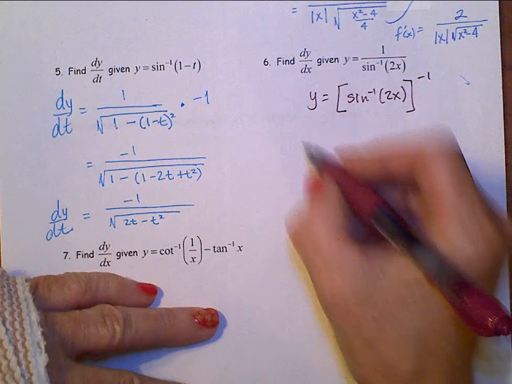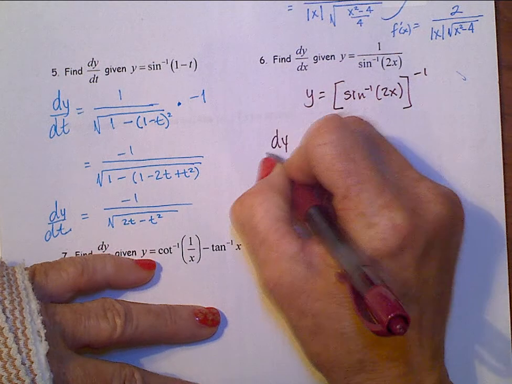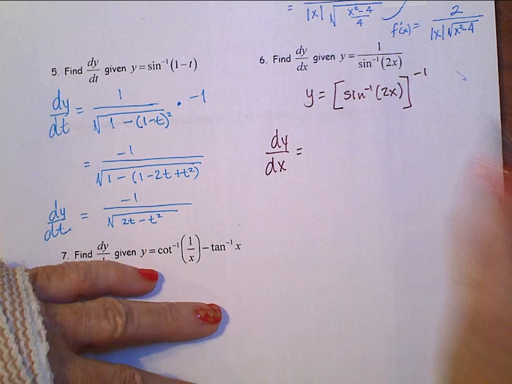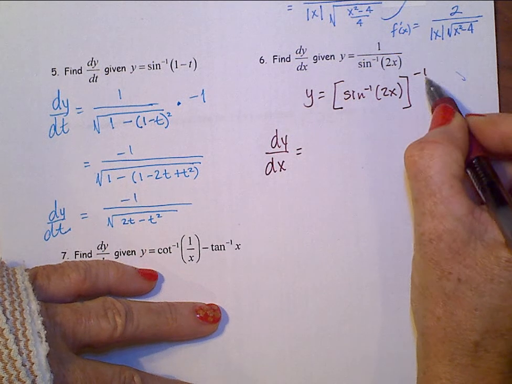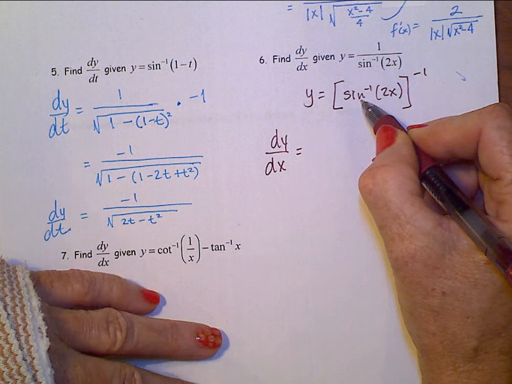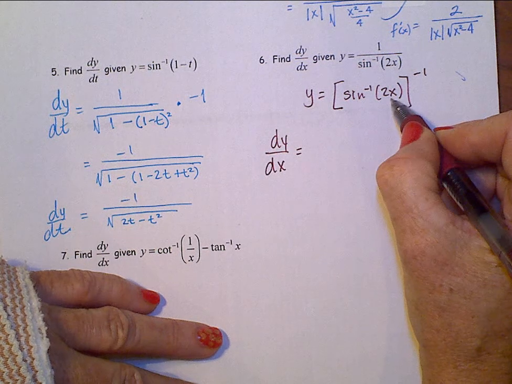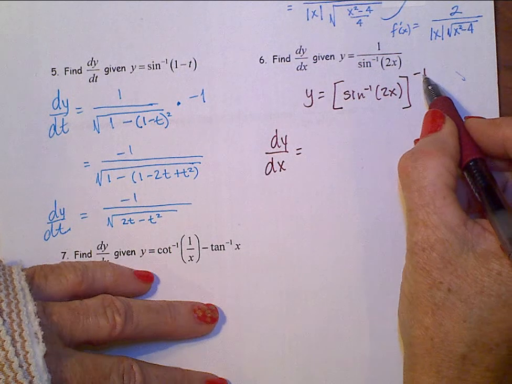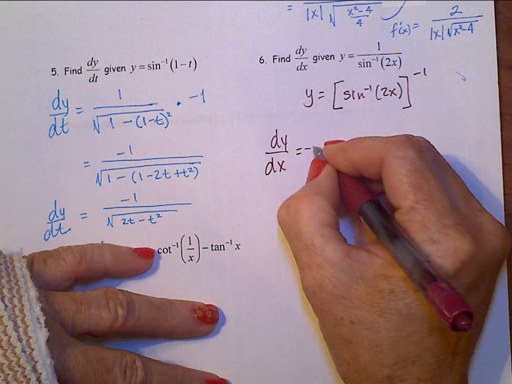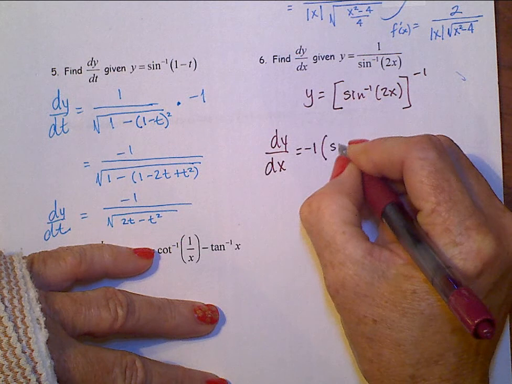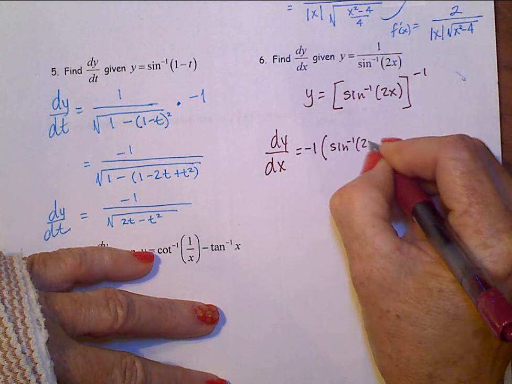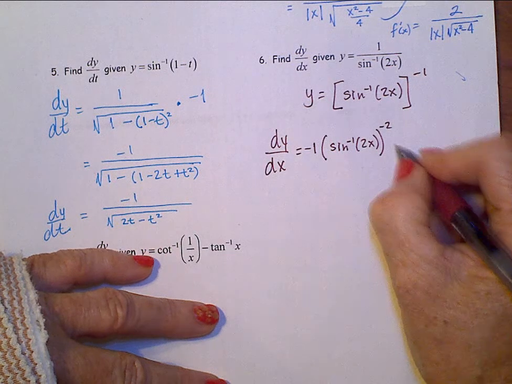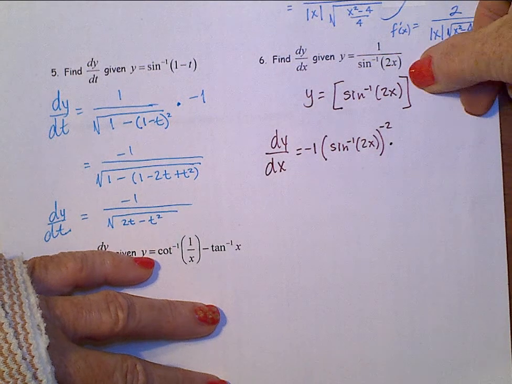Let's find this derivative. And we have 3 nested functions here. This negative 1 exponent, outside most, inverse sine, next layer in, 2x, last layer in. All right, here we go. Let's do this. Pull that negative 1 down in front. Leave the inside alone to the negative 2 times, now we've done that negative 1 derivative.